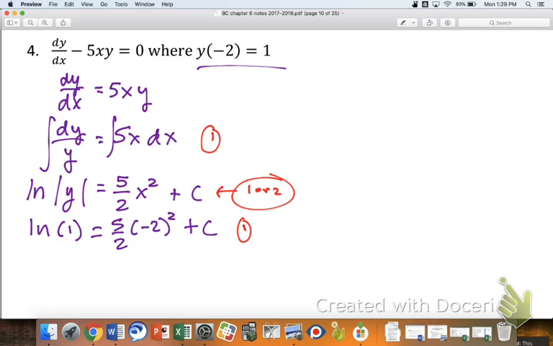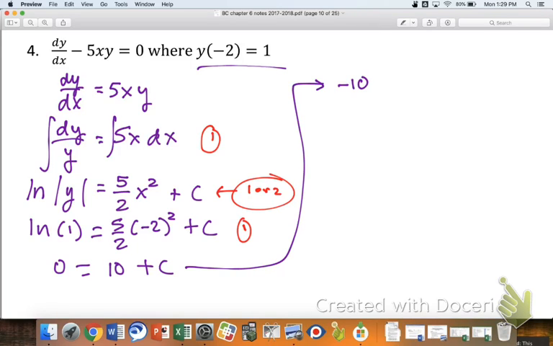And then at this point, I have definitely earned another point because I included a plus C and I've shown evidence that I plugged in my initial condition. Does that make sense? Okay. So what follows is the rest of the process and points. ln of 1, what's that? 0. Yep. And 10 plus C? So -10 is equal to C. So I end up with natural log of absolute value of y equals 5/2 x squared minus 10.